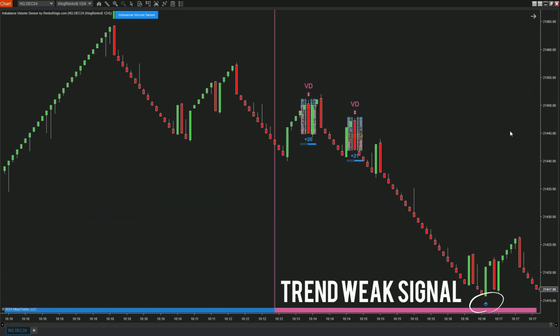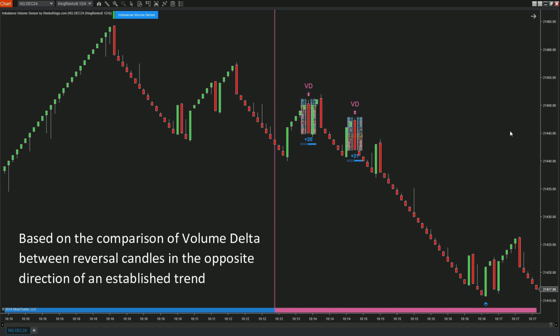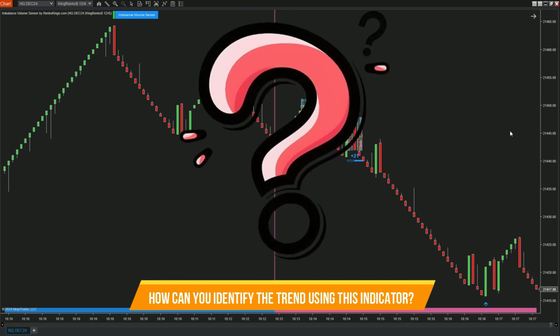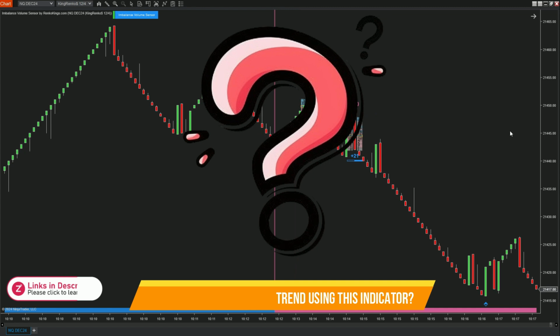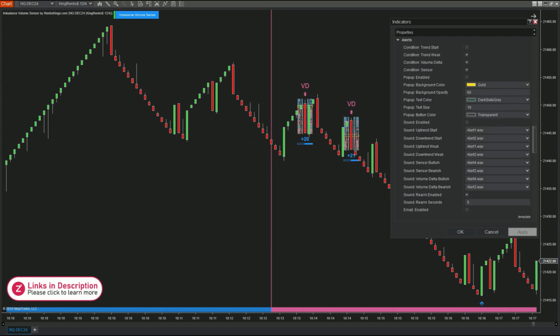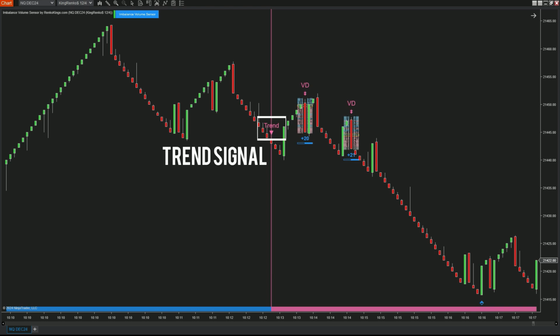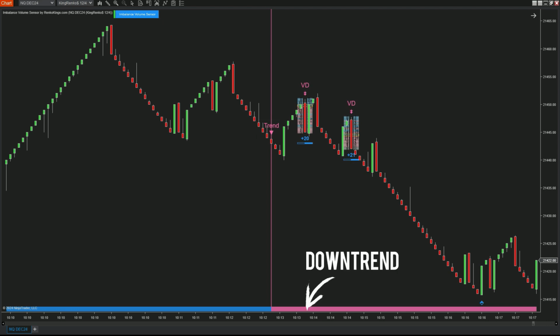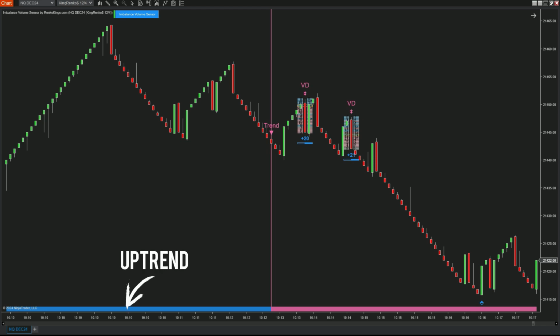Next, let's dive into the trend weak signal, which is generated by comparing volume delta between reversal candles in a trend that's already been identified. You might be wondering, how do we actually identify the trend with this indicator? Up until now, we haven't mentioned trend direction. Don't worry, we'll unlock the final signal of this indicator: trend start. Once activated, the chart will display a trend signal on the candle where the trend changes, marked with a highlighted line. Below the chart, you'll see a small histogram showing market trend direction, with pink indicating a downtrend and blue indicating an uptrend.